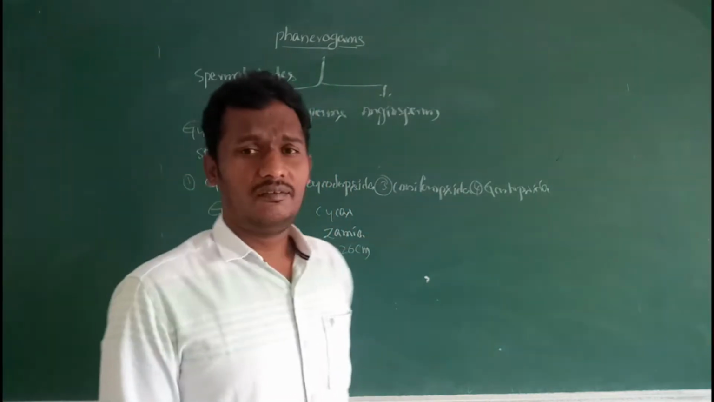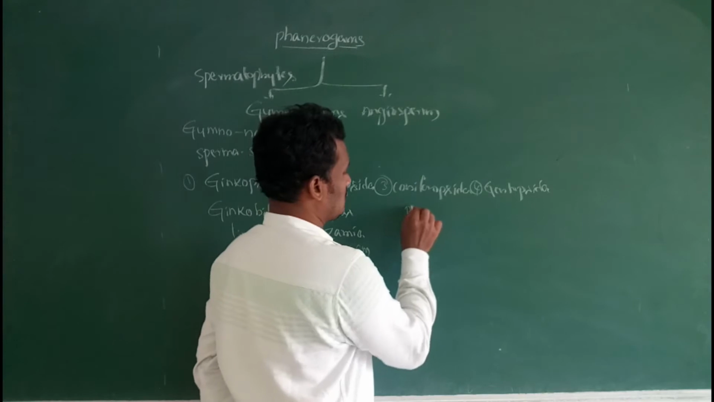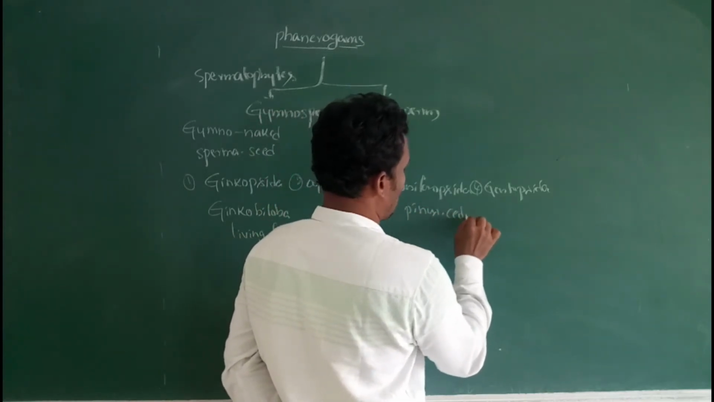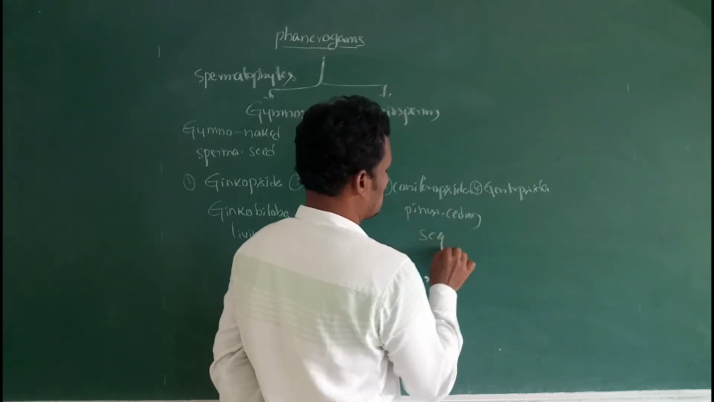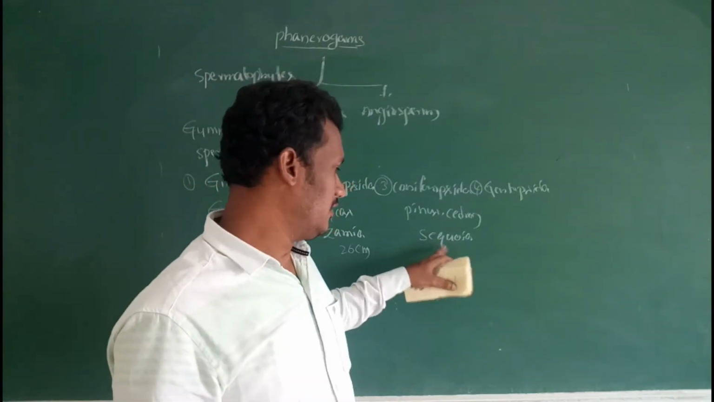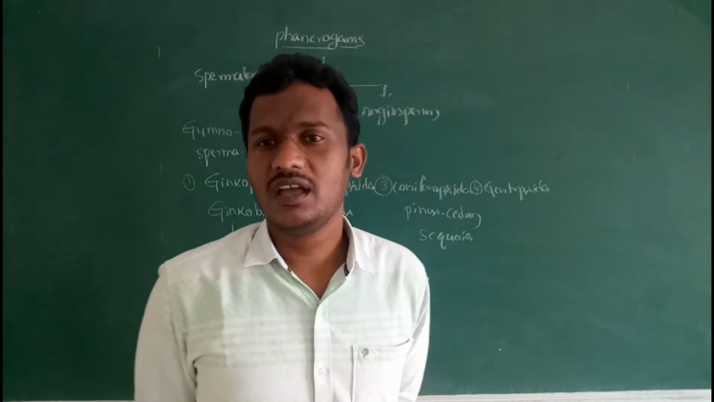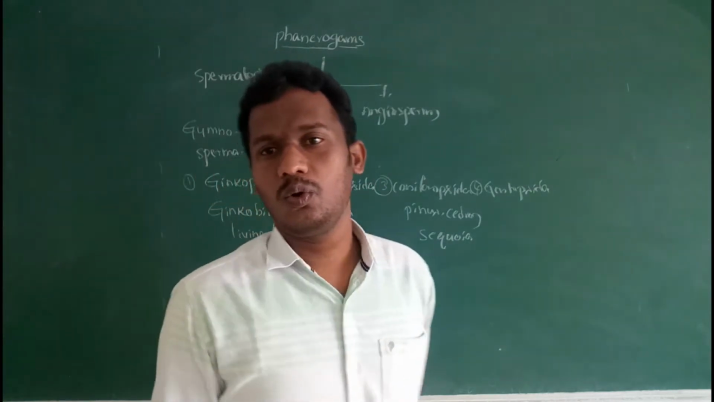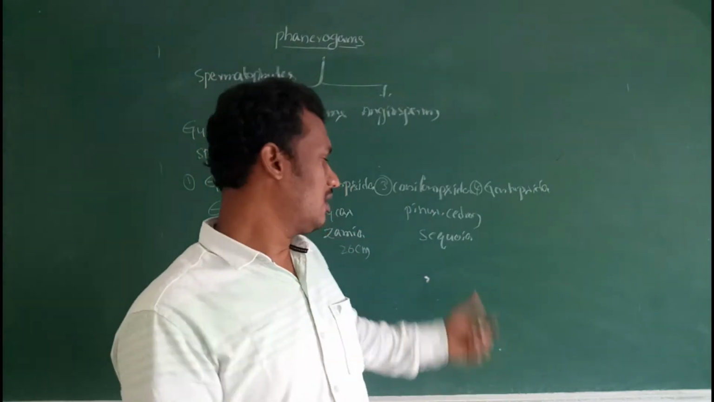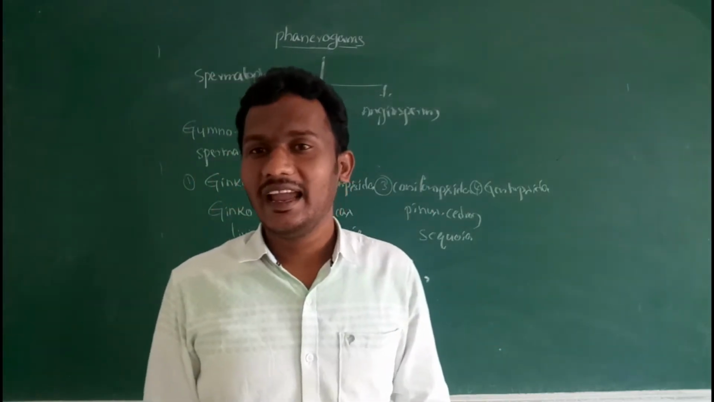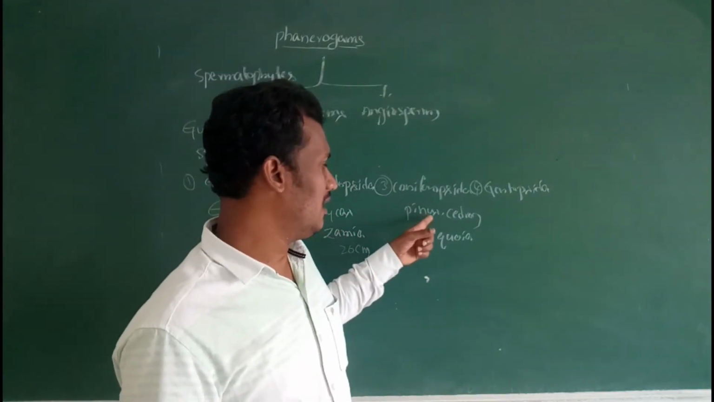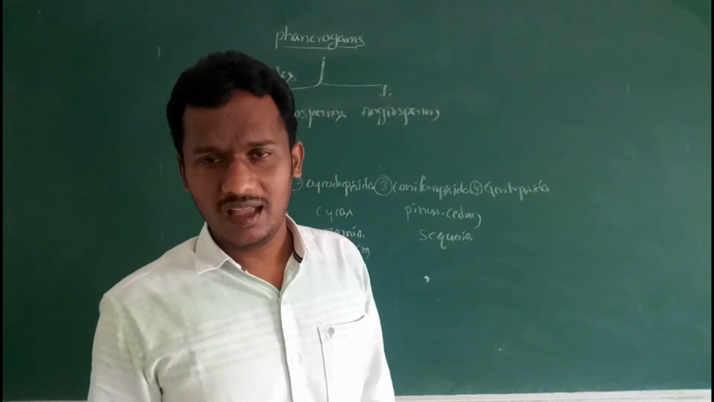Next is Coniferopsida. Examples are Pinus, Cedrus, and Sequoia. Sequoia is the largest gymnosperm. It may grow 100 to 120 meters and is also known as giant redwood. Pinus and Cedrus are monoecious.